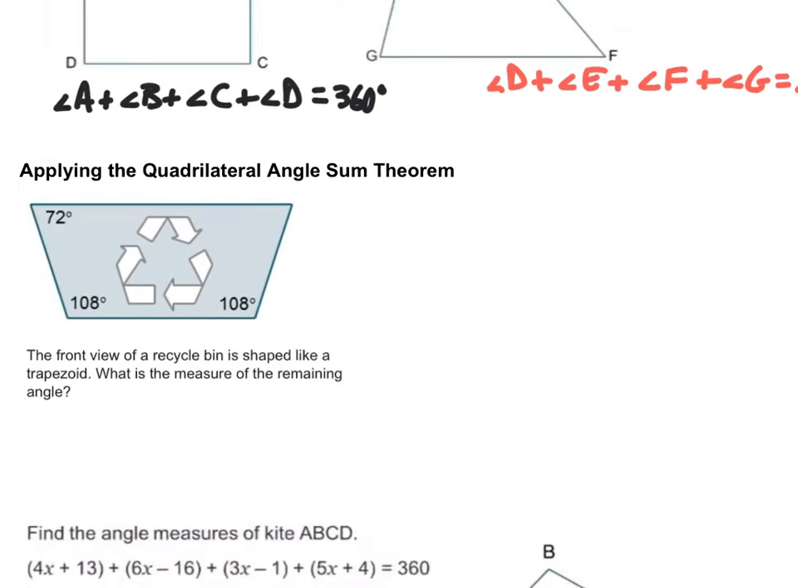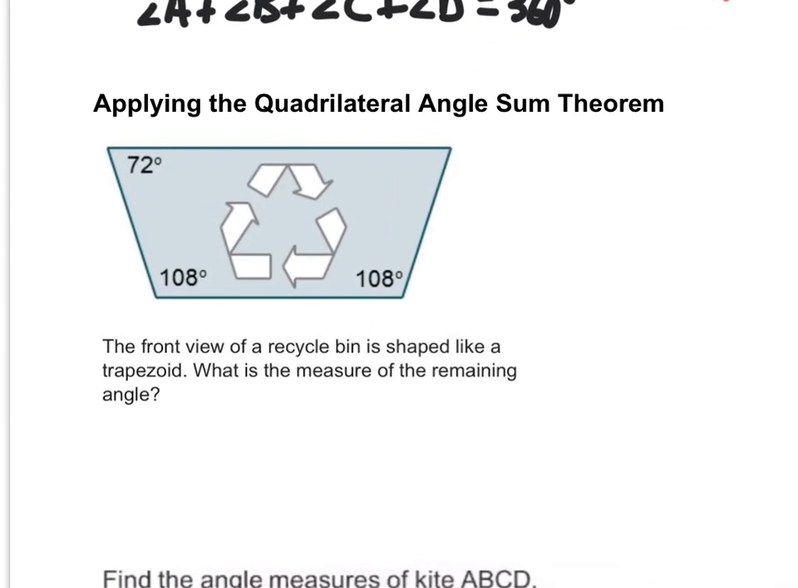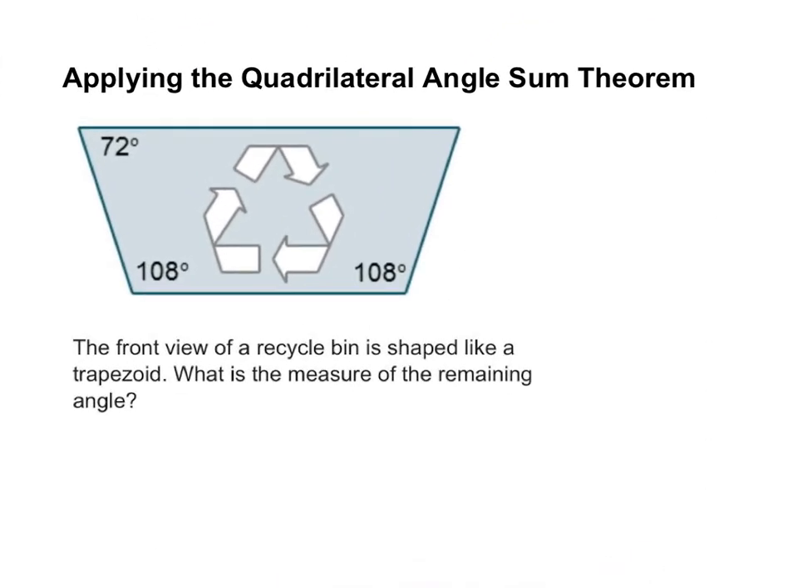So let's apply this idea. We have this quadrilateral, and it says the front view of a recycle bin is shaped like a trapezoid. Remember, a trapezoid is something where you have 2 parallel sides. It asks, what is the measure of the remaining angle? I'm going to call this x degrees. So what I would do is take 72 plus 108 plus 108 plus x degrees.